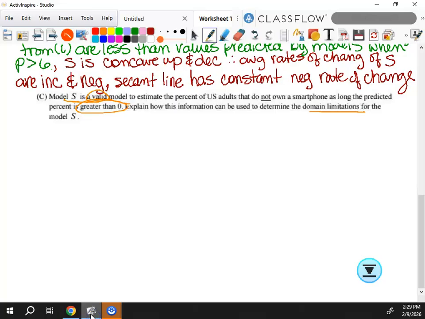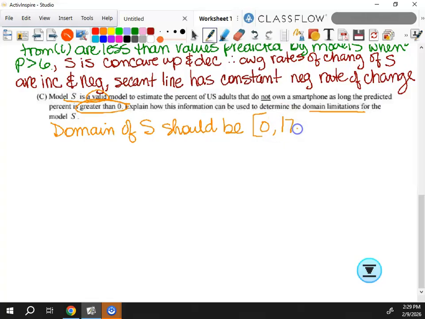So we can say domain of S should be, now we're starting at 0. I know I'm starting at 0, and I know I include it because that's something they gave me, right? And then I'm going to go all the way to 17 point something. 17.11674. Do I get to include that? No. I do not get to include that.